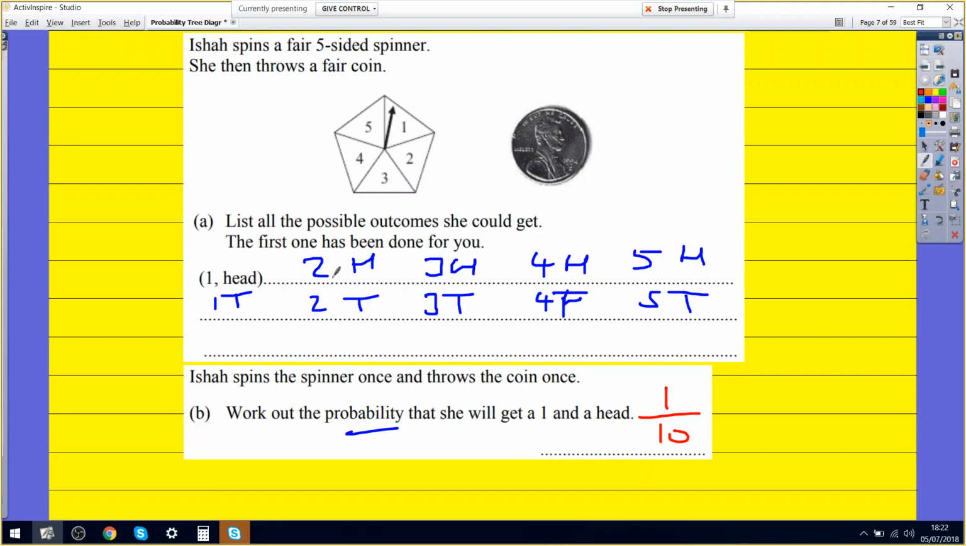Any idea why there are 10 outcomes in total? Was there any way to know that without listing them all? Because there's two sides on a coin and there's only five things on the spinner. And how do you combine 5 and 2 to get 10? Times it. That's it. So multiplying the total outcomes for each thing will give you the total outcomes.